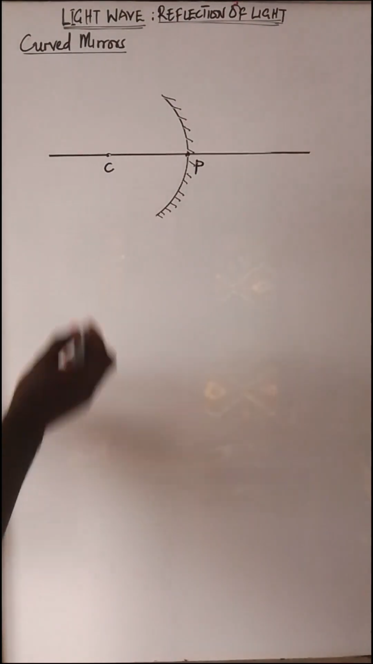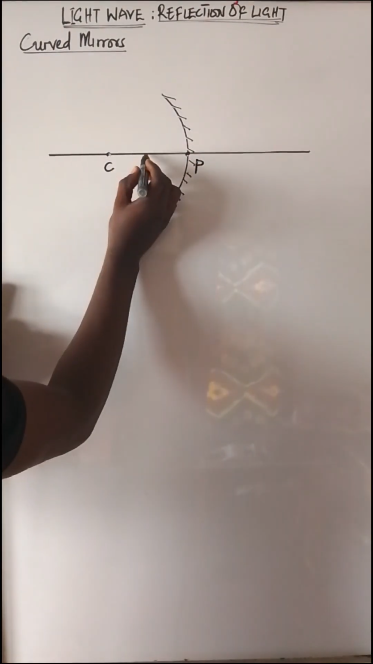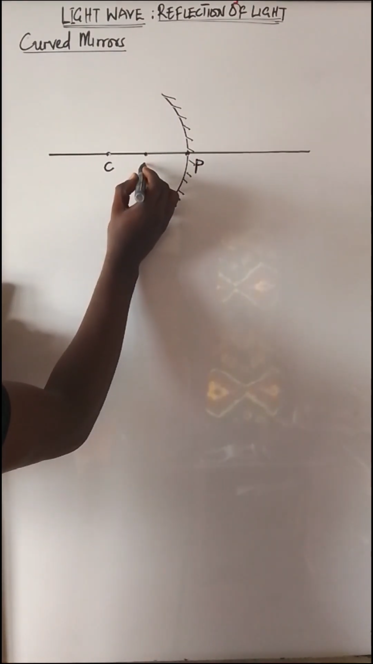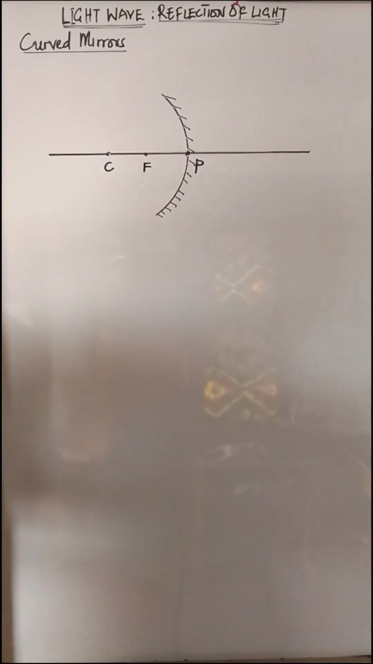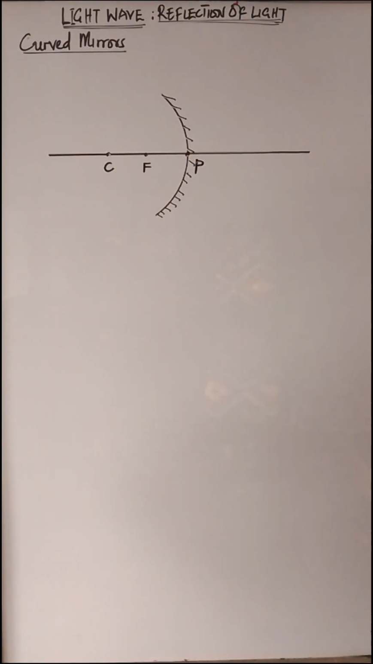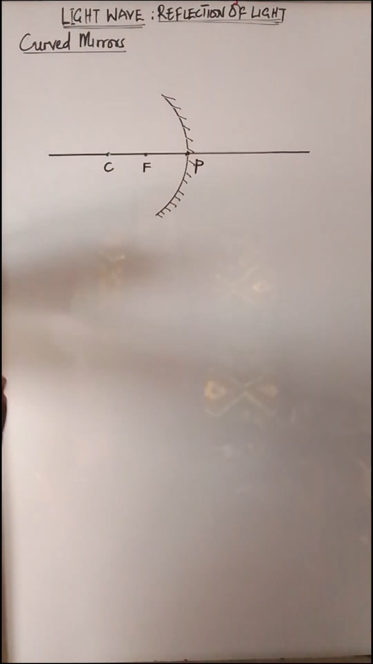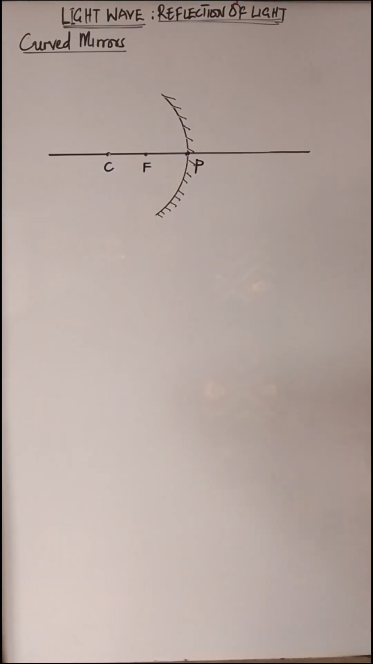Now halfway between the center of curvature and the pole, we call it F. We call it the principal focus. Why is it called principal focus? Whenever we have rays that are parallel and close to the principal axis, after reflection, they will meet at the principal focus.